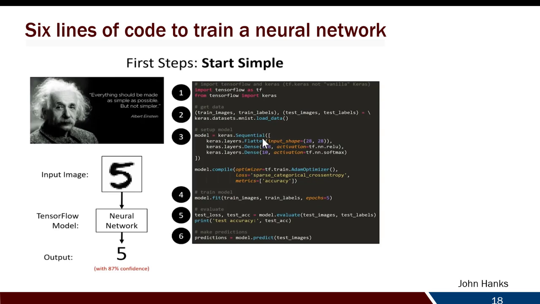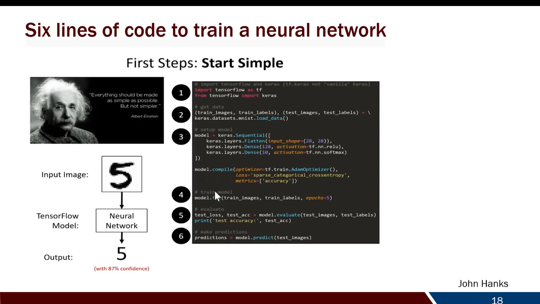In this case, we're using just a flat layer of neurons, and then we're flattening that out, and then we use a dense layer of 128 neurons and a dense output of 10. This is for the handwriting problem, so we have 10 outputs, 0 to 9. Here's a 5, we have a neural network, and then outputs, and I've seen better than 90% confidence on a very simple model.